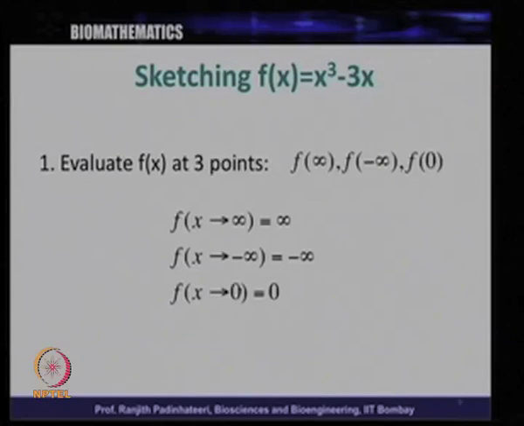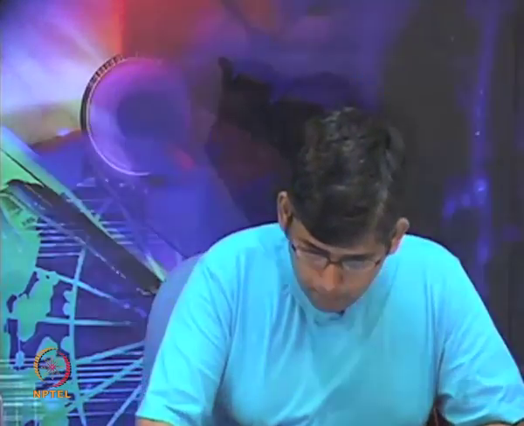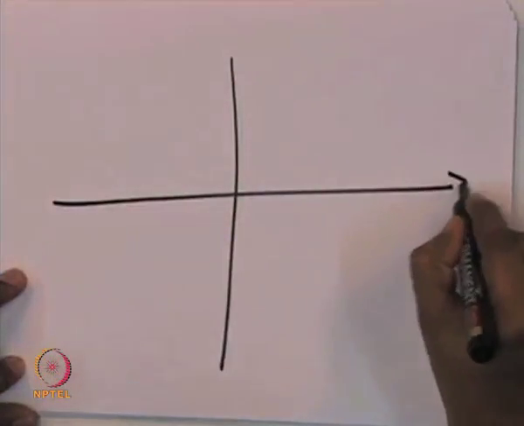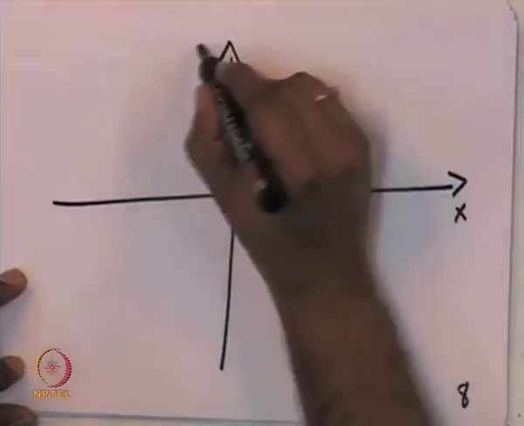So, how does this help us? Let us see how this helps us. Let us plot. This is the x axis and this is f of x.